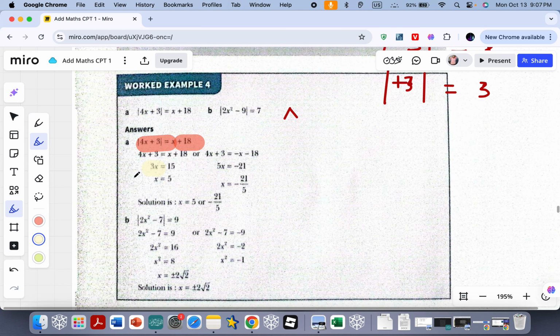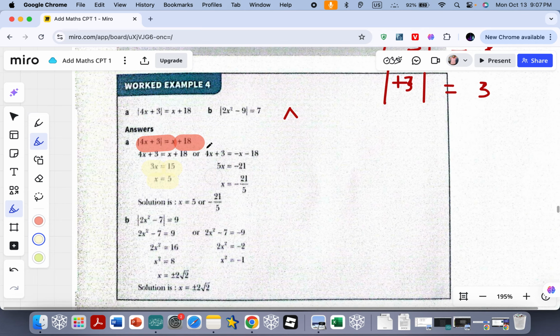That's how we got this 3x. And then 18 minus 3 will give you 15. So you divide both sides by 3 in order to get our x. You divide here by 3, you get x. You divide this 15 by 3, you get 5. So x is equal to 5 in the first scenario.